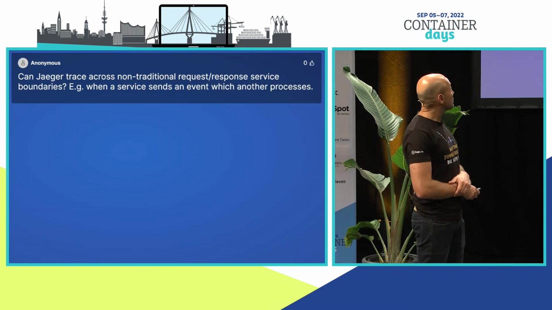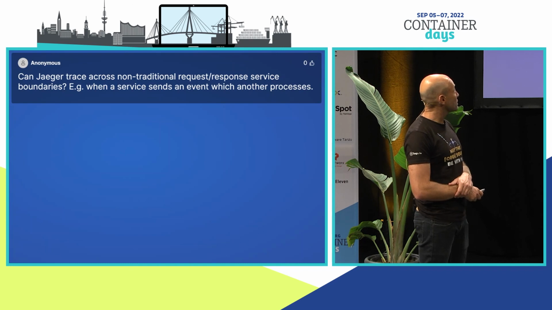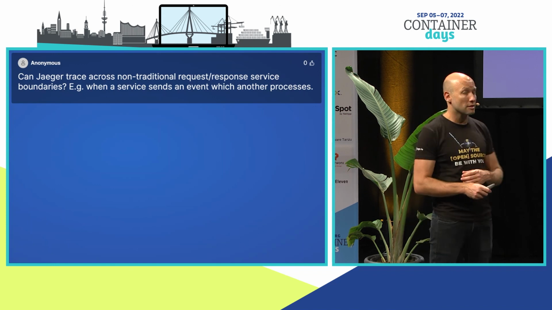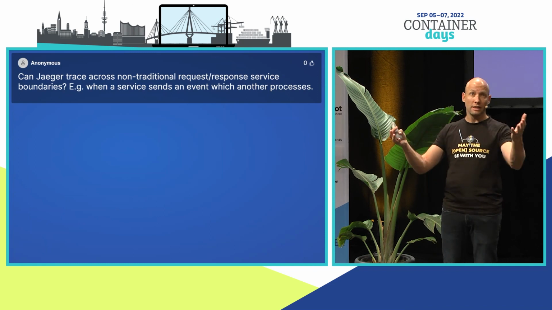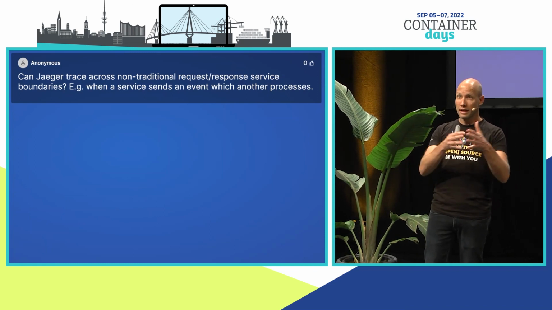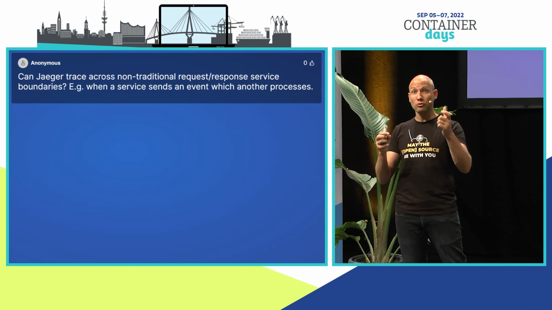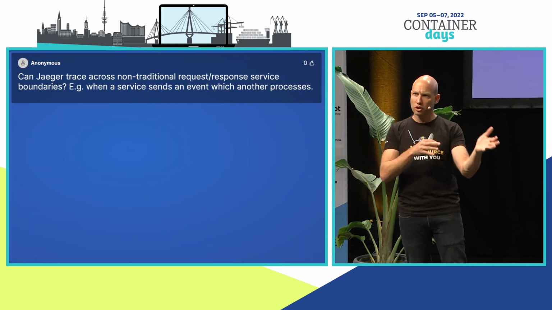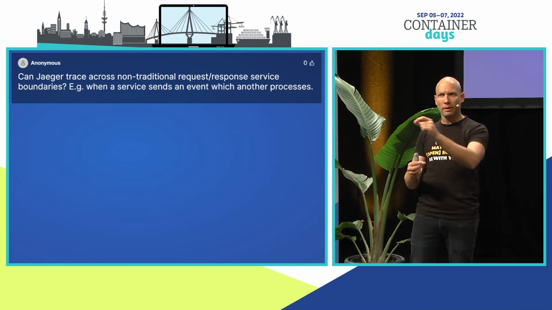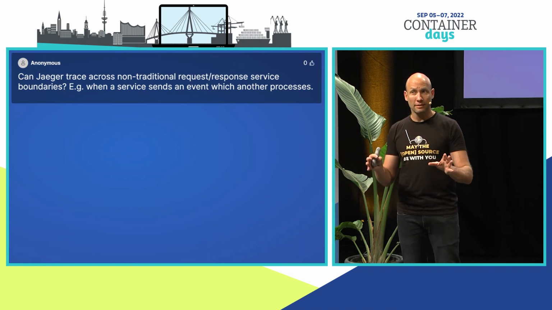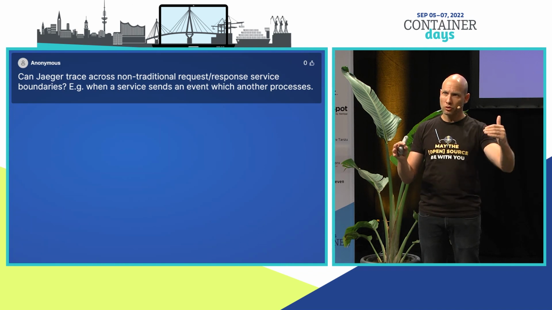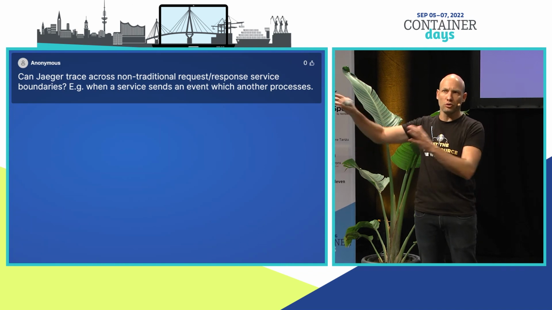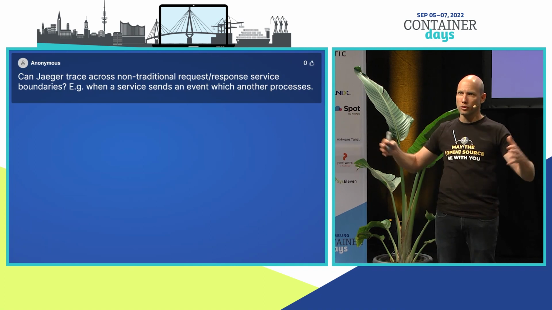Okay. Can Jaeger trace across non-traditional request-response service boundaries, like a service sends an event, which another process consumes? The short answer is yes, for async flows as well. I gave the example before of Kafka as a messaging queue. You need to make sure, and that's in the documentation of Kafka, how to enable the context propagation within Kafka. Definitely you need to take care of that. Otherwise, it will break your context. You will see that coming into Kafka, and then you'll see a separate trace going out. You won't be able to tie it to one single cohesive trace.